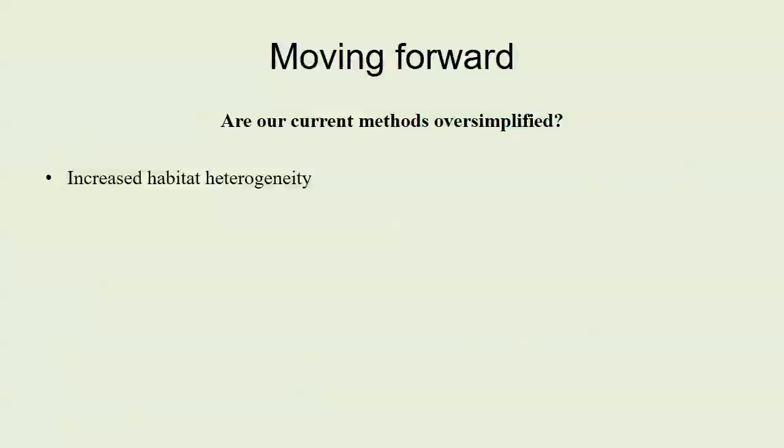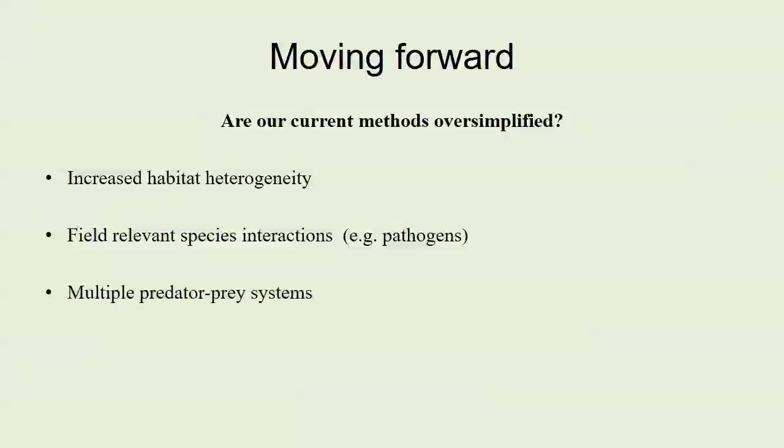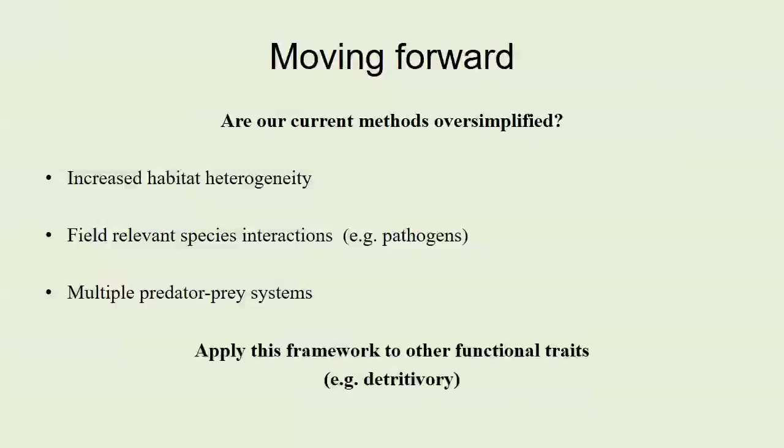Secondly, including additional field relevant interactions, for example, pathogens. And lastly, I appreciate this is a bit of a stretch, but it should be a challenge to introduce multiple predator prey systems within the lab as well. This is another important point. Lastly, the work I've been talking about today is looking at one functional trait, predation, but realistically, this should and could be applied, in theory, to wider functional traits, such as detritivory, which are also important in many other species.